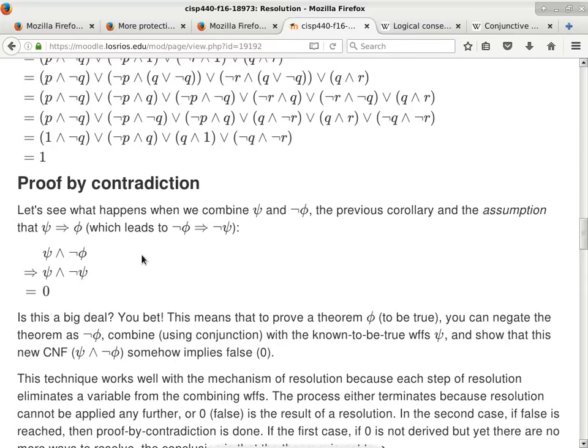This is why proof by contradiction works. By introducing the negation of the theorem into the stuff that we know to be true to begin with, if this somehow leads to contradiction, then we have just proven that psi, the non-negative version of psi, which is the theorem that we want to prove, is true. Is that working or not?